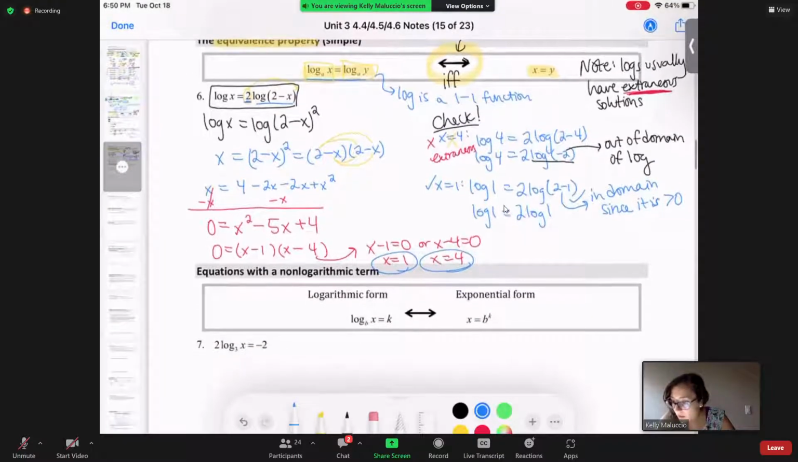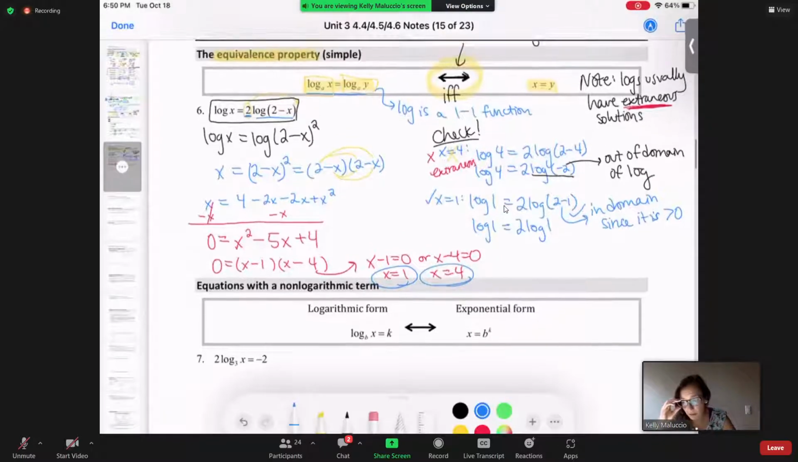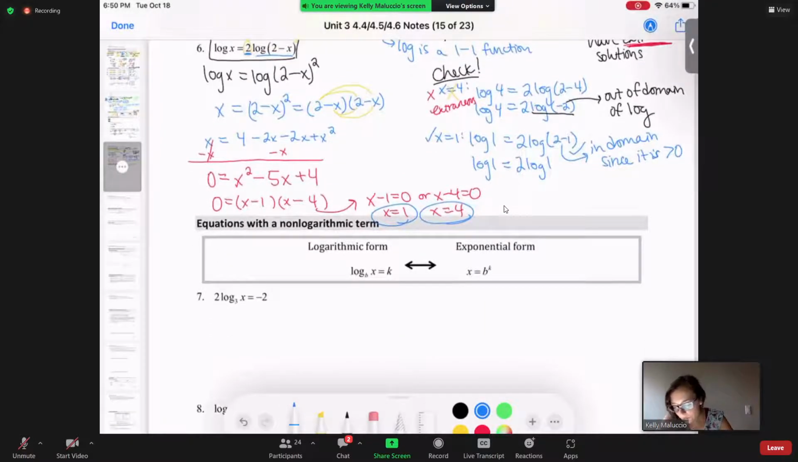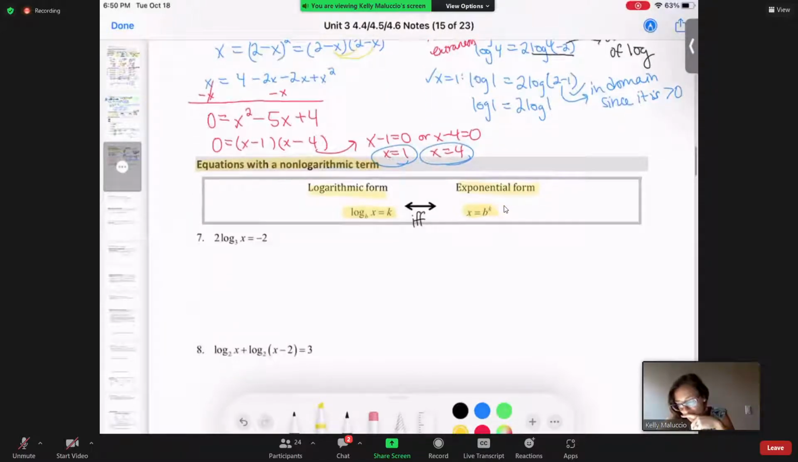All right, cool. That involved a bit of work, but we're happy with it. Now here's what they're calling a maybe less simple property, the equations with non-logarithmic terms. This is what I was referring to earlier in class. Log base b of x equals k. If that's your equation, and I think I just said equals y, but I like k better, this means if and only if x equals b to the k. We have log form and exponential form, just like I described above.